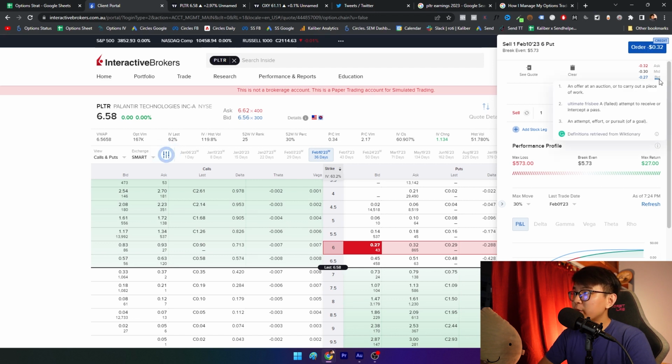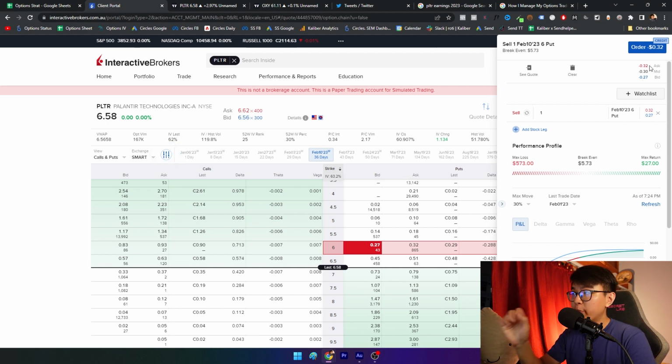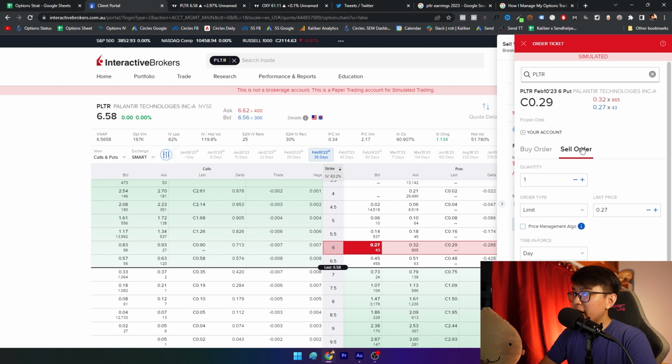You can look at the bid and ask spread and there's a difference of 5 cents, 27 cents and 32 cents. So basically there's two groups of people. One group of people only willing to sell the put option at 32 cents. There's another group of people who is only willing to buy the put option at 27 cents. I know I have not elaborated in detail what buying put options mean, but for now, let's just focus on selling. The next thing I'll do is click order and make sure you are clicking sell order.